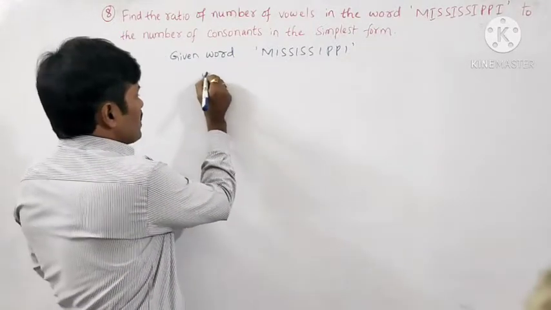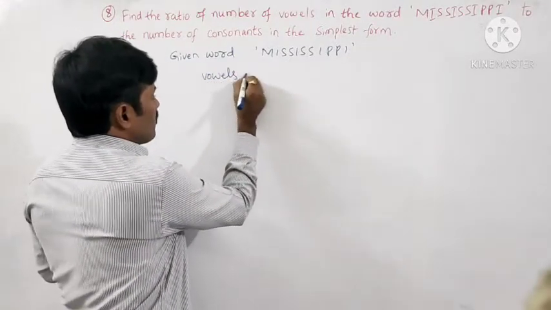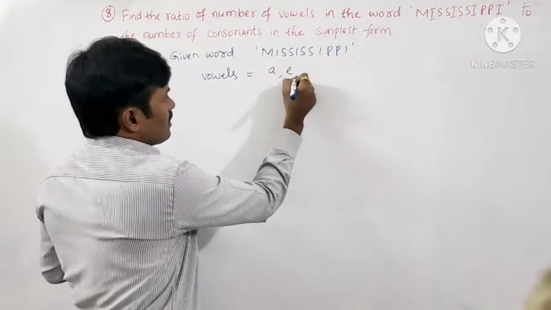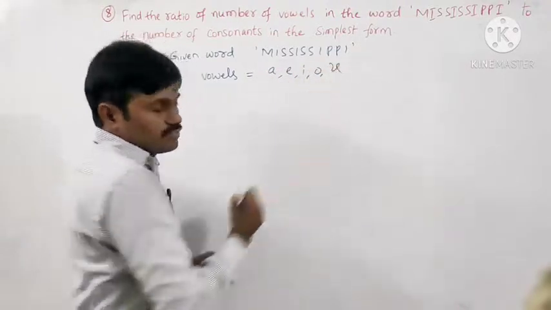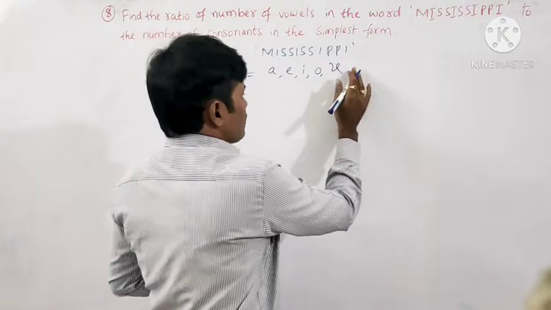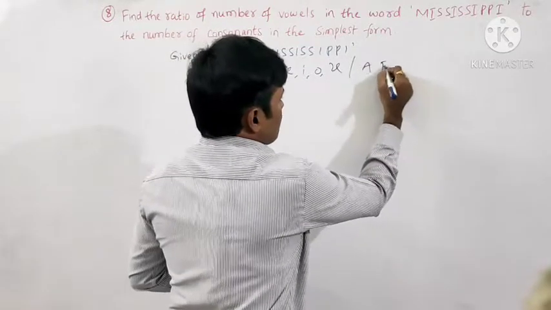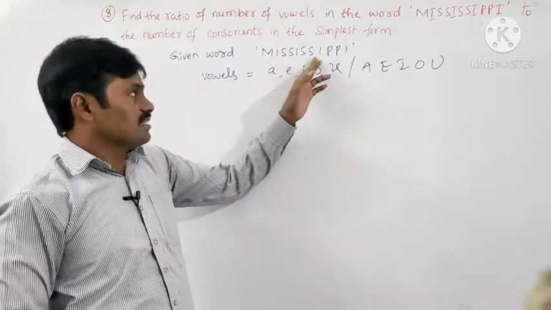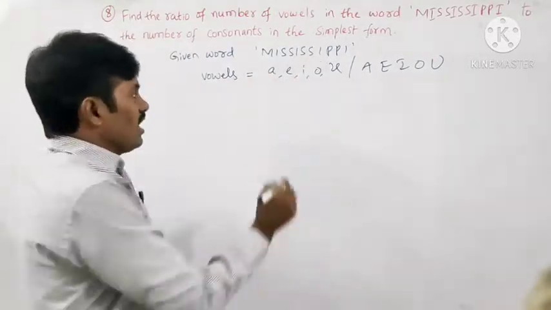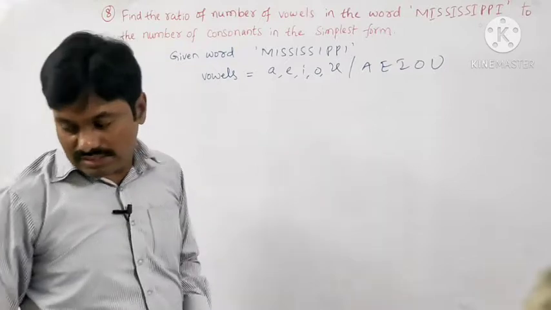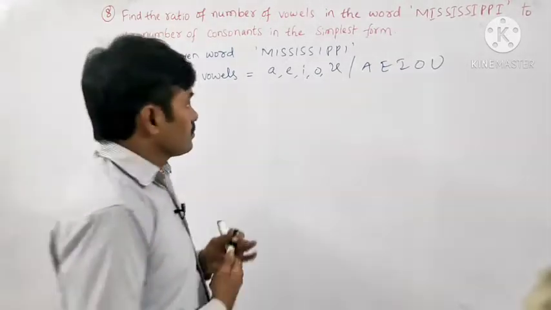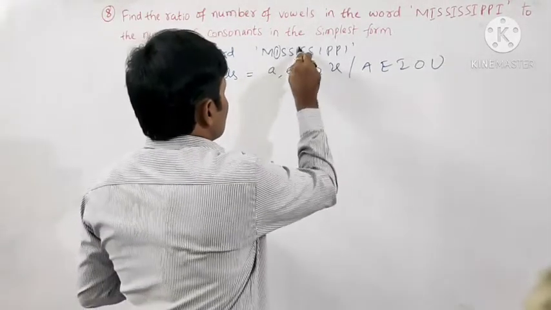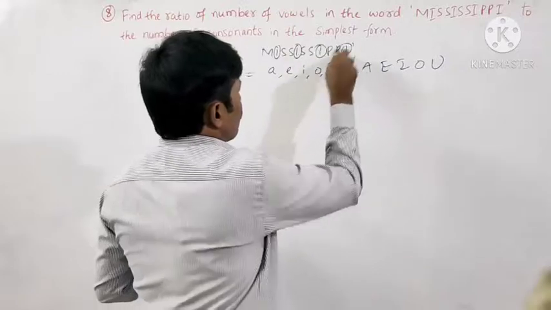How many vowels are here? What are the vowels here? First we know in the English alphabet the vowels are a, e, i, o, u. If you want to write in capitals, it becomes A, E, I, O, U. So what are the vowels in this word? Only I's, 4 I's. What are those I's here? See, this is 1, 2, 3, 4.